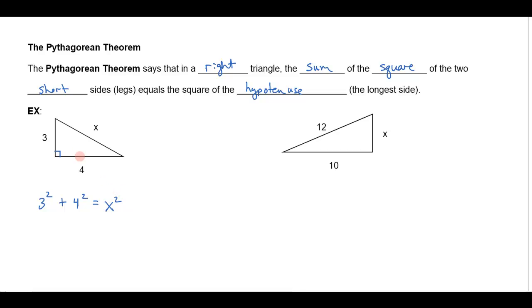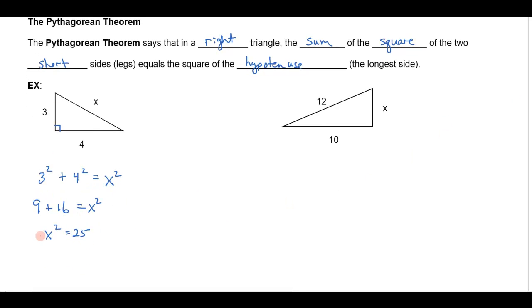Now it only works for right triangles. It won't work for other triangles. So this is 9 plus 16 equals x squared. So I'd end up with x squared equals 25. And this one I could bring the 25 over and factor and get x plus 5, x minus 5. But since all I want is the positive value, I can see that x is going to end up equaling the square root of 25 here, which in this case is 5.